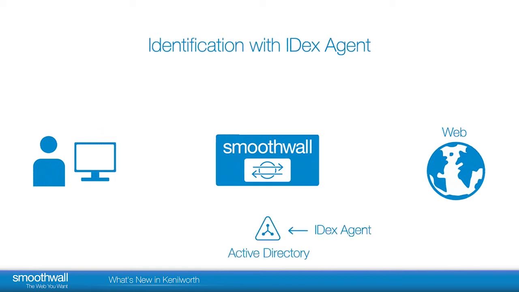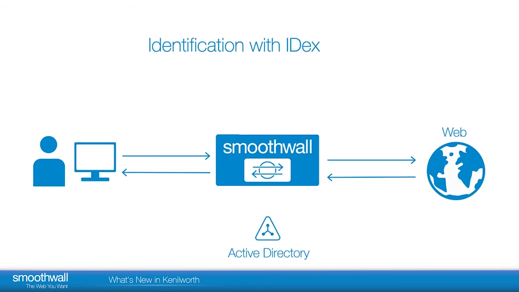Idex Agent is an application which runs on Windows Active Directory domain controllers and can be deployed using Active Directory group policy. It monitors the Windows Event Audit log on the domain controller and notifies Idex Directory of the logged-in user's username and IP address as soon as they log on. This means that when a user makes a web request, the Smoothwall already knows the identity of the user and so can apply appropriate filtering and firewall rules instantly. Again, with no need to communicate directly with the Active Directory domain controller. You can use Idex Client or Agent with Idex Directory or both together.